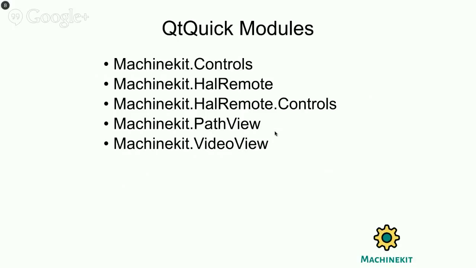so all the real code that communicates with MachineTalk. Then Machinekit.HalRemote.controls contains user interface controls combined with HAL pins. So it is the way to quickly design user interfaces. However, you can also use standard controls and extend them by HAL pins. Then the PathView module is currently not available. It will contain things like G-code previews and status previews and so on. The video view module contains remote webcam displays, and is currently implemented.